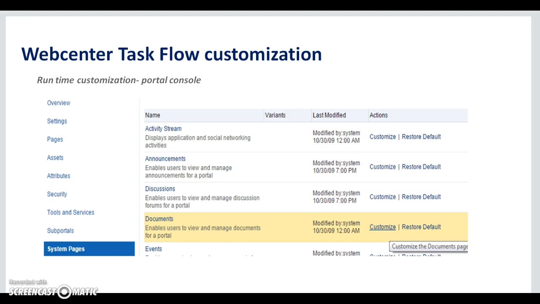And we can also restore if we have done some customization. For example, we have 10 portals and we want the customization only in 2 portals. So we can go to the administration of that portal, go to the system pages, and do the customization there. But if we want to revert or delete those customizations, we can simply choose restore default, and it will revert the customization.